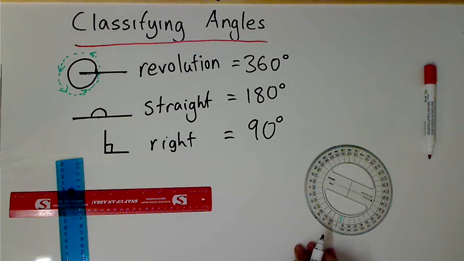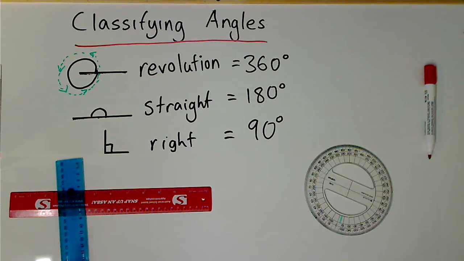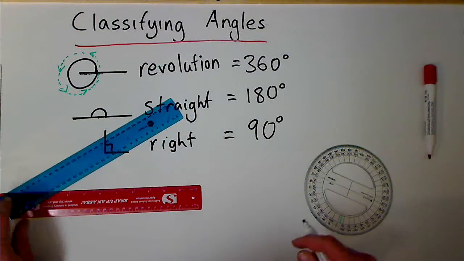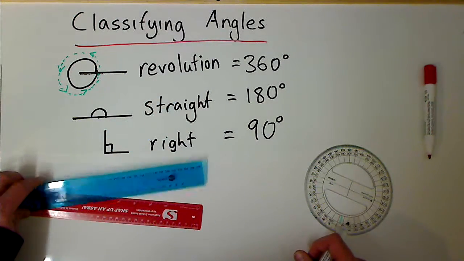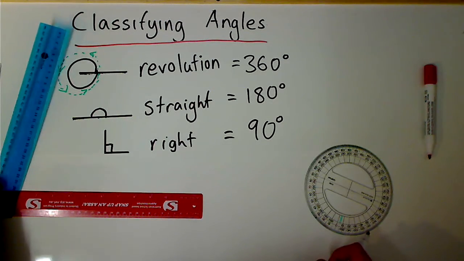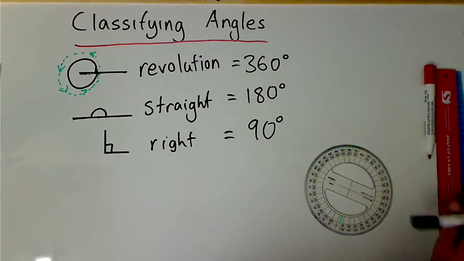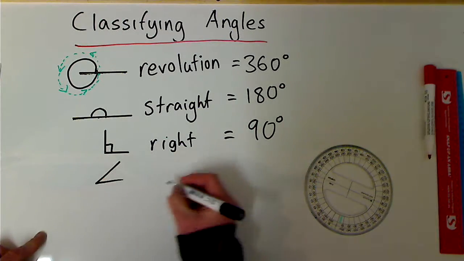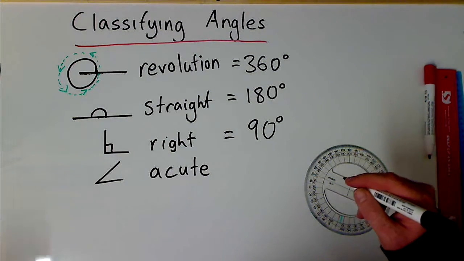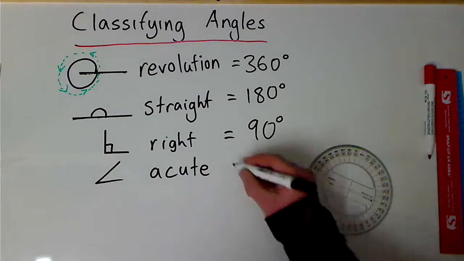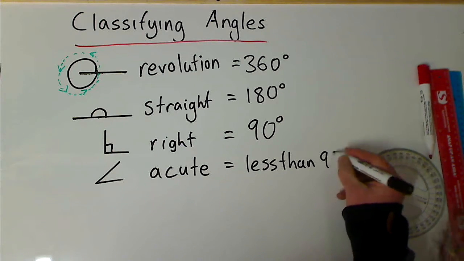Well, I've got a question for you though. What happens if the angle is less than 90? If it's less than 90, so it looks like that, or it could be less than that, or it could be more than that but not quite 90. Anything under 90 degrees, you've got what's called an acute angle, named for its smallness. That is less than 90 degrees.